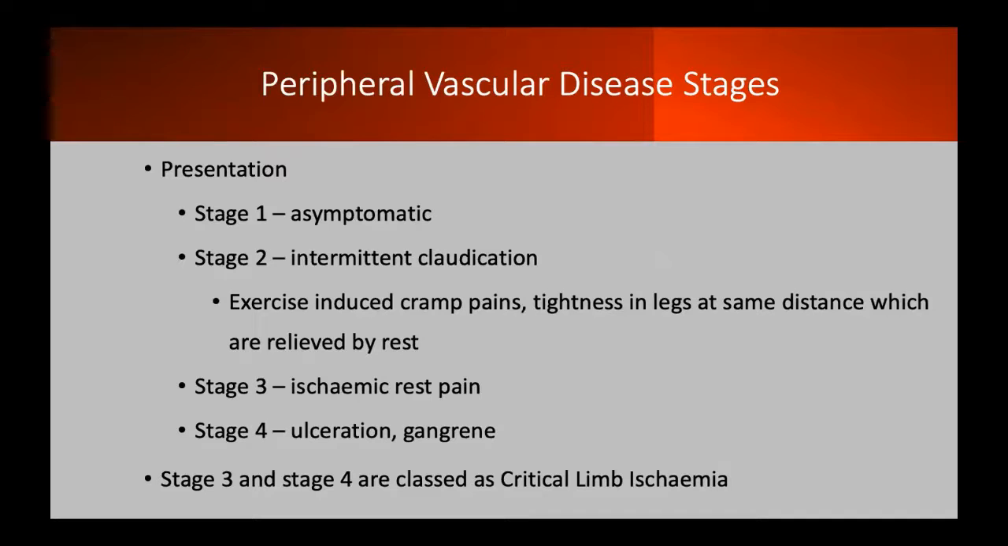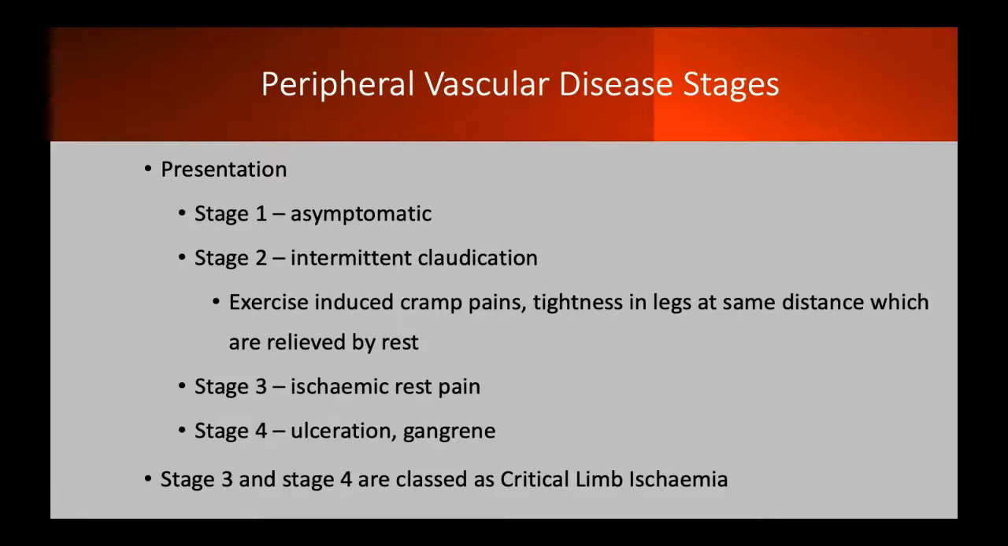So PVD, and you can get it in stages. In stage 1, your patients are asymptomatic. Then when you move on to stage 2, it becomes intermittent claudication, where you get exercise-induced cramp pains and tightness in the legs, which are relieved by rest. So pain felt in the muscle on exercise that disappears on rest, and the area of the pain gives you a clue on where the stenosis is in terms of blood vessels.